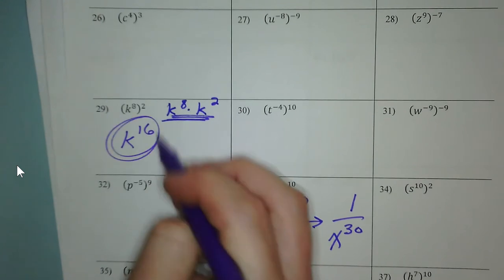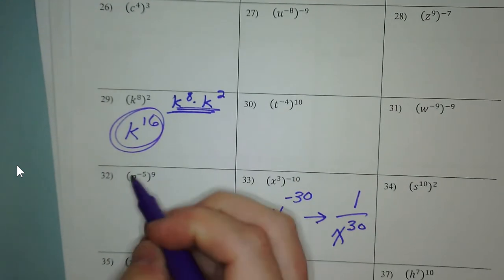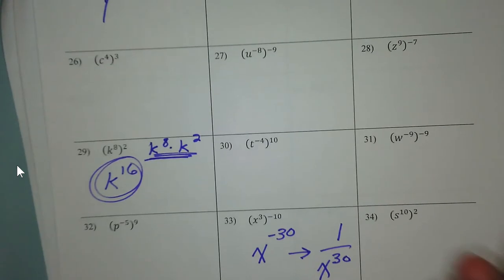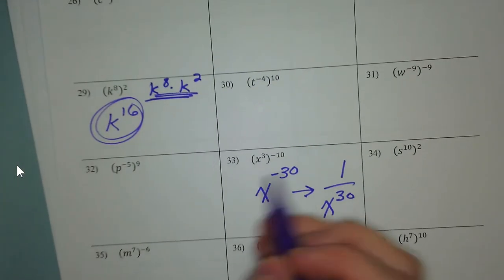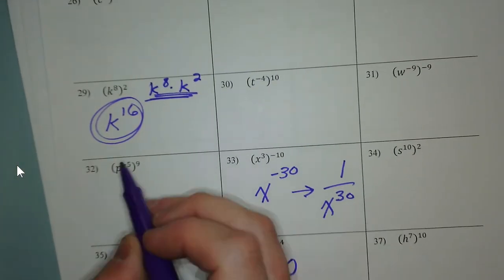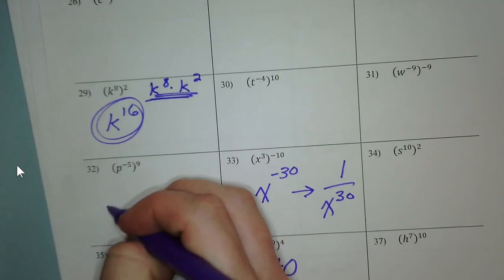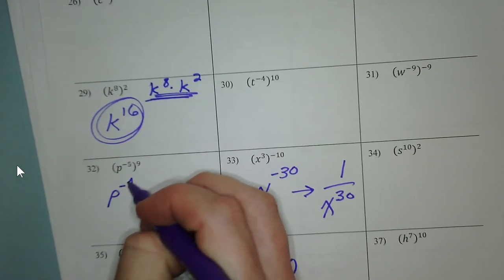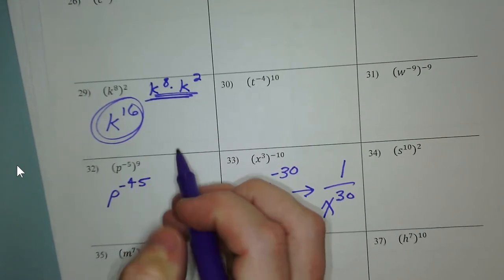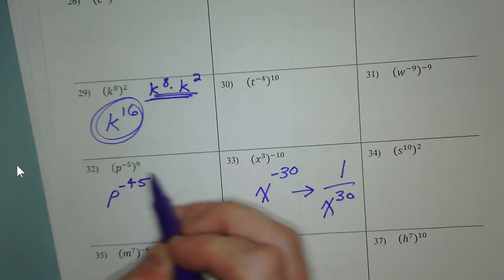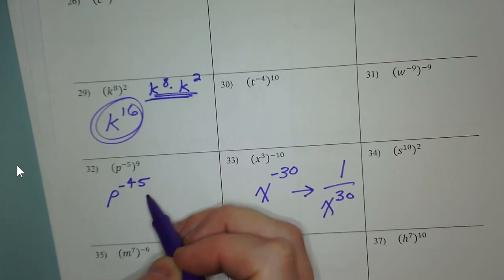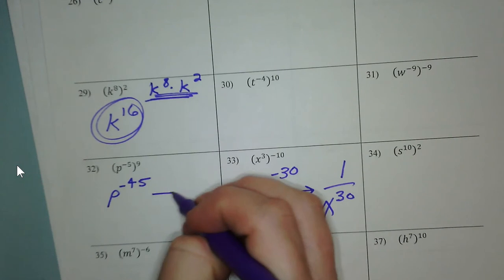So this is the answer, k to the 16th. They're all like this, I think, on this whole paper. The only plot twist is the ones like number 33, like number 32. When you multiply those powers, you get a negative 45, which just means you have to go one more step to fix a negative power.